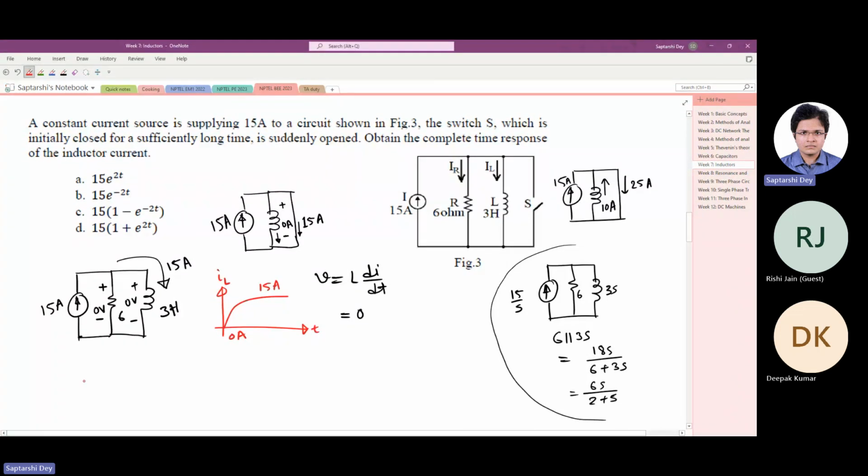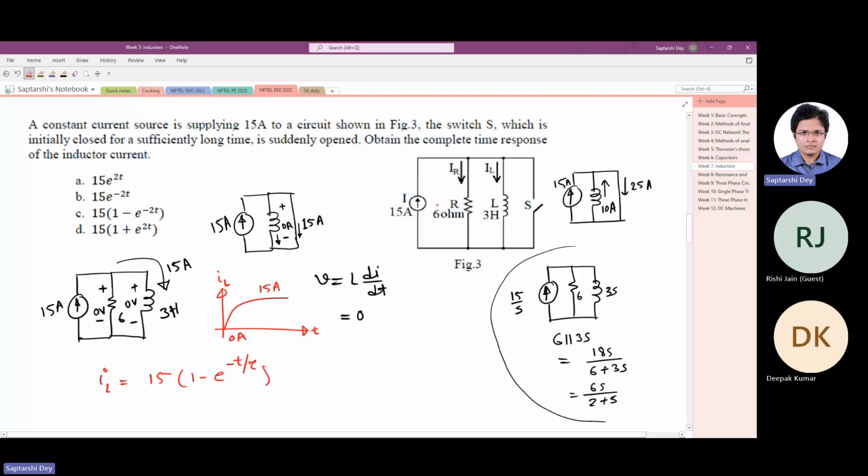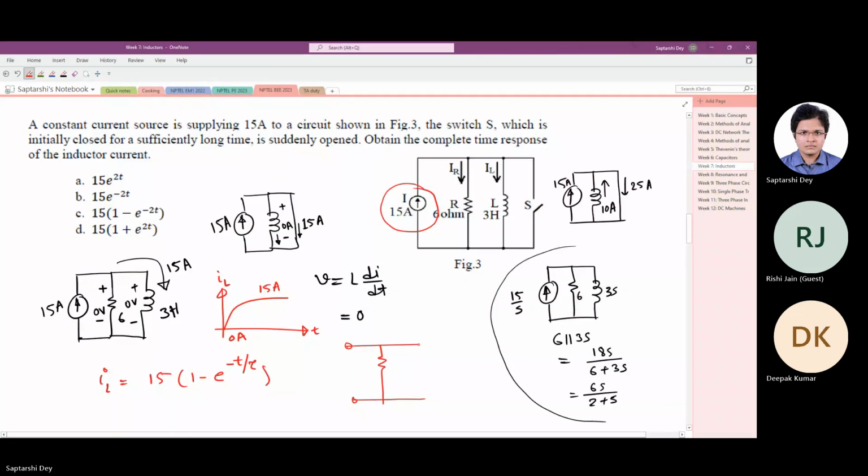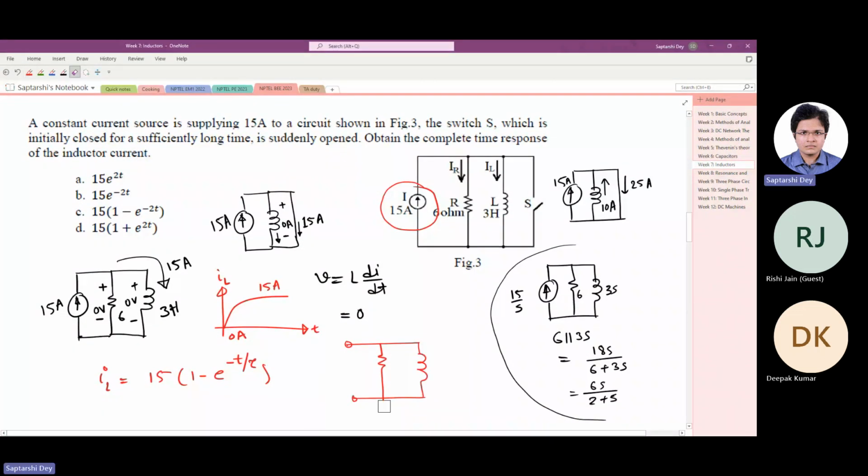So we can directly write from here that IL of t is 15 times 1 minus e to the power minus t by tau. The only thing we have to find out is how much the time constant is. Now how to find the time constant here? Time constant as seen by this inductor. So what we have to do is open circuit this current source. We discussed why we open circuit current sources and short circuit voltage sources. Once you open circuit the current source, the circuit becomes like this, simply an RL series circuit.